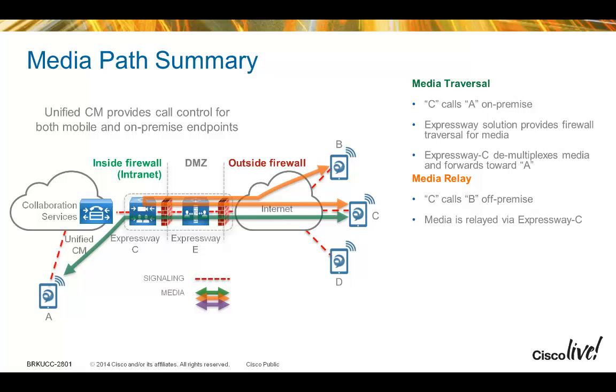The C to A case, or the A to C case, the green path: A is going to be streaming media to the Expressway C, and C is going to be streaming it to E. They'll connect through the traversal connection.